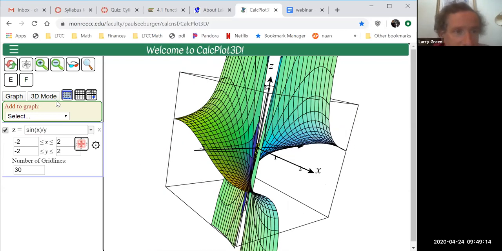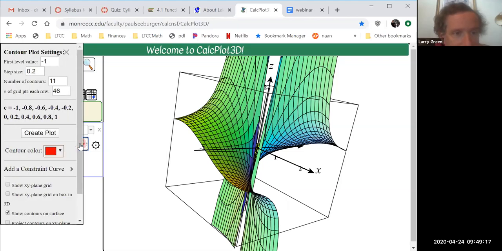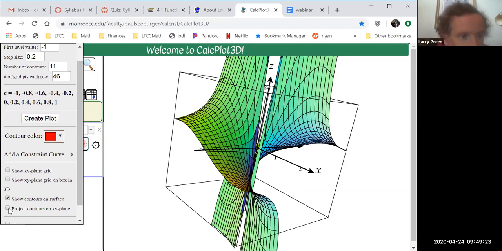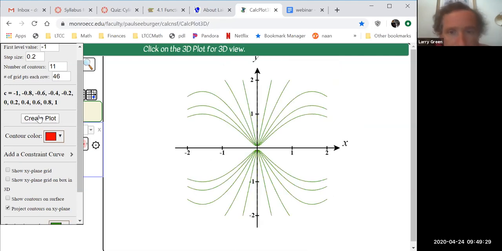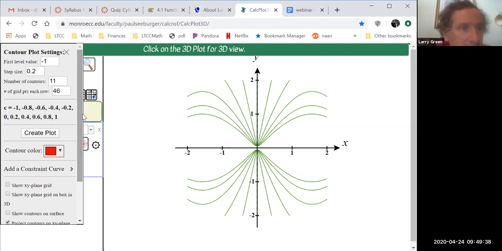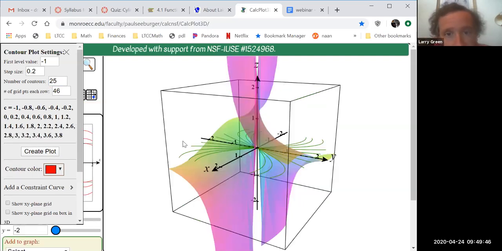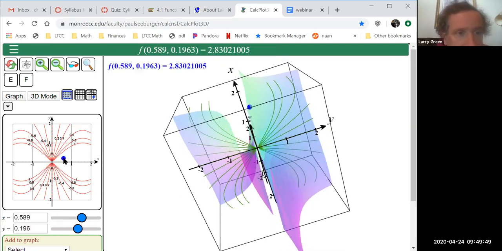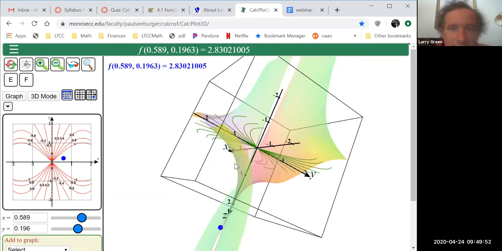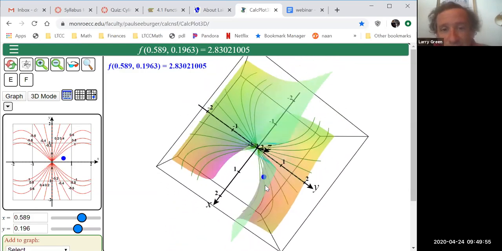But what I can do is look at the level curves, and I can do that by clicking on this guy, going to project contours on the XY plane, dropping the other one, and then create the plot. And there we go. Any questions? Okay, any questions at all on this? And you can make it more contours if you want. Instead of 11, you can make it, I don't know, 5, just for fun. Okay, and then you can actually see the contours and the three-dimensional at once.